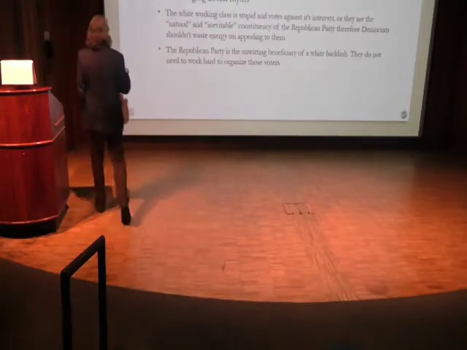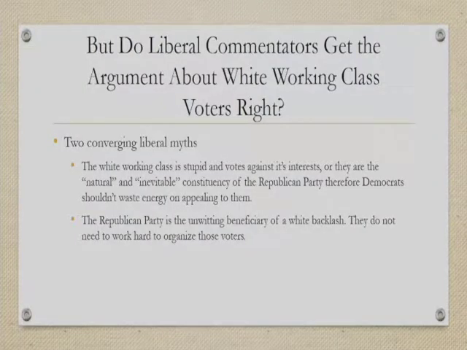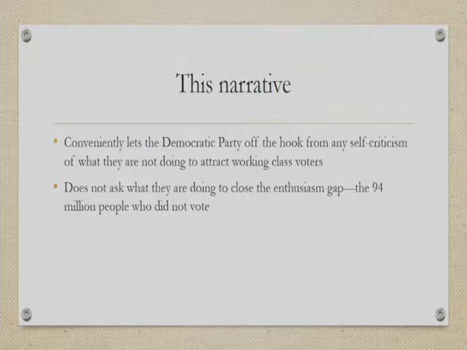Okay, so the other liberal myth is that the Republican Party is an unwitting beneficiary of what's called a white backlash. Van Jones made that comment on CNN on the day of the election. They do not need to work hard to organize those votes. I'm going to argue that both of those are incorrect. What does this narrative do, this liberal myth? It conveniently lets the Democratic Party off the hook from any self-criticism of what they are not doing to attract working class voters. And it does not ask what they are doing to close the enthusiasm gap, the 94 million people who did not vote at all.